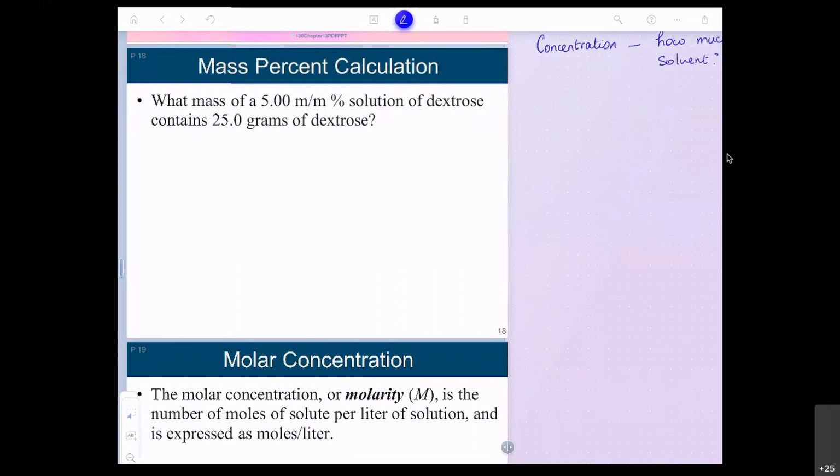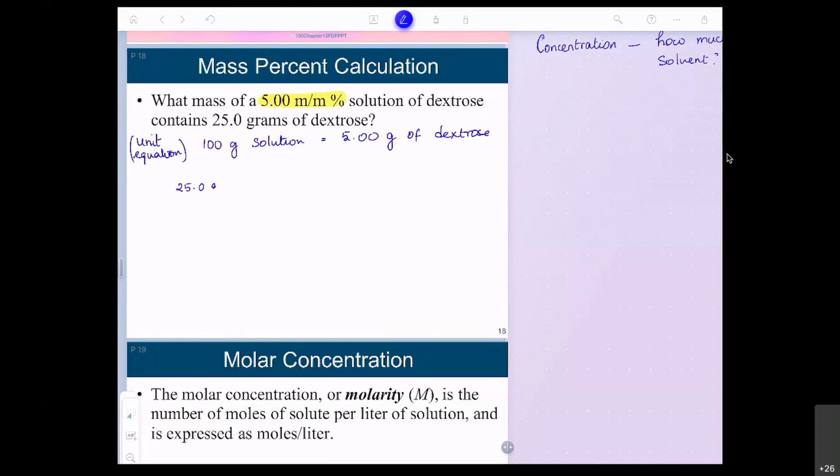What mass of a 5.00 mass percent solution of dextrose contains 25 grams of dextrose? So what we have is a 5.00 mass percent. What that means is if you've got 100 grams of solution, you've got 5.00 grams of dextrose. Right? Makes sense, because 5 over 100 times 100 is 5.00%. So that's your unit equation. See, I'm getting back to unit analysis because that's what we will use.